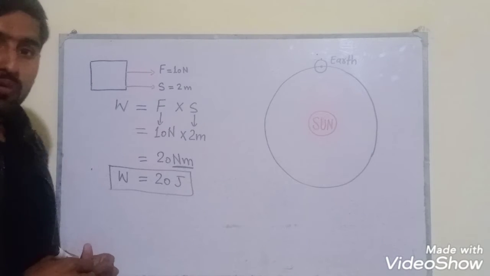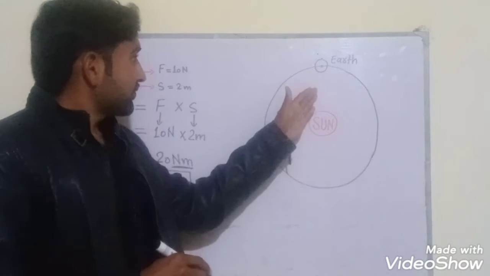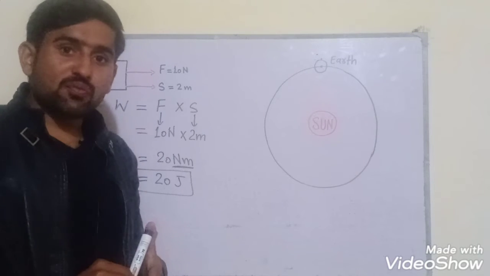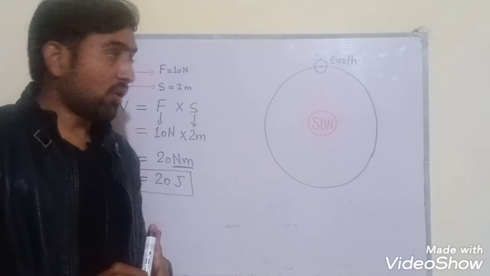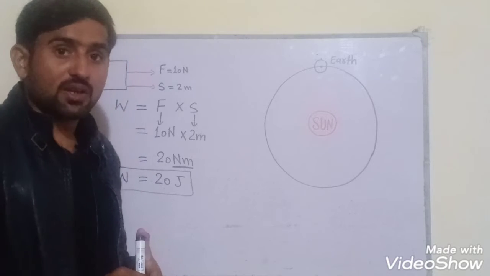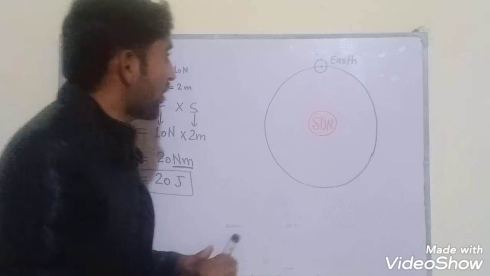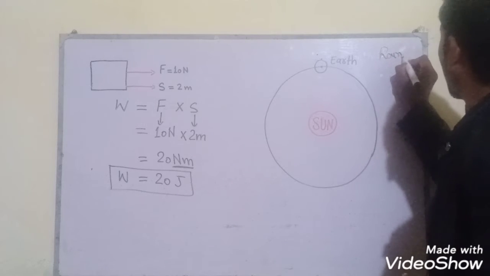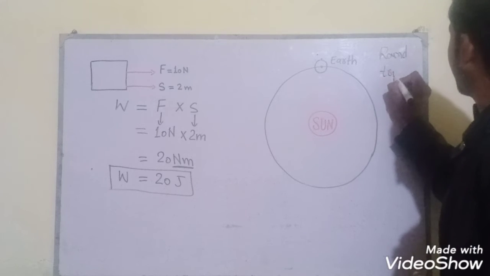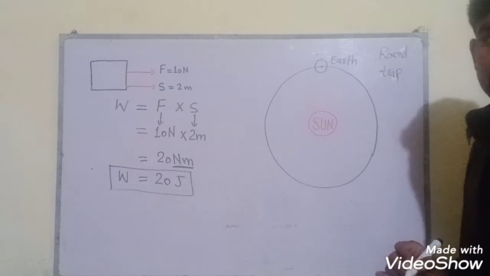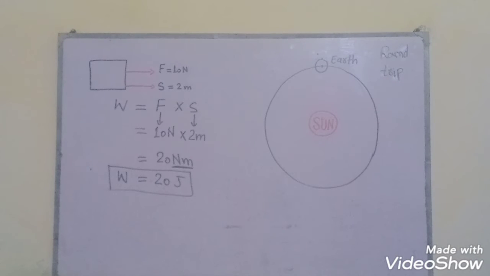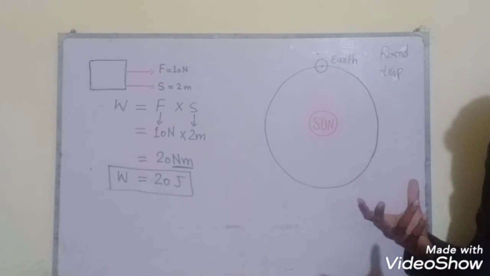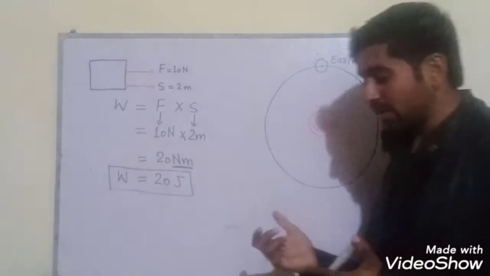Now we discuss our second question. What is the work done when the Earth revolves around the Sun in a round trip? When the Earth revolves about the Sun in a round trip, what is the work done?